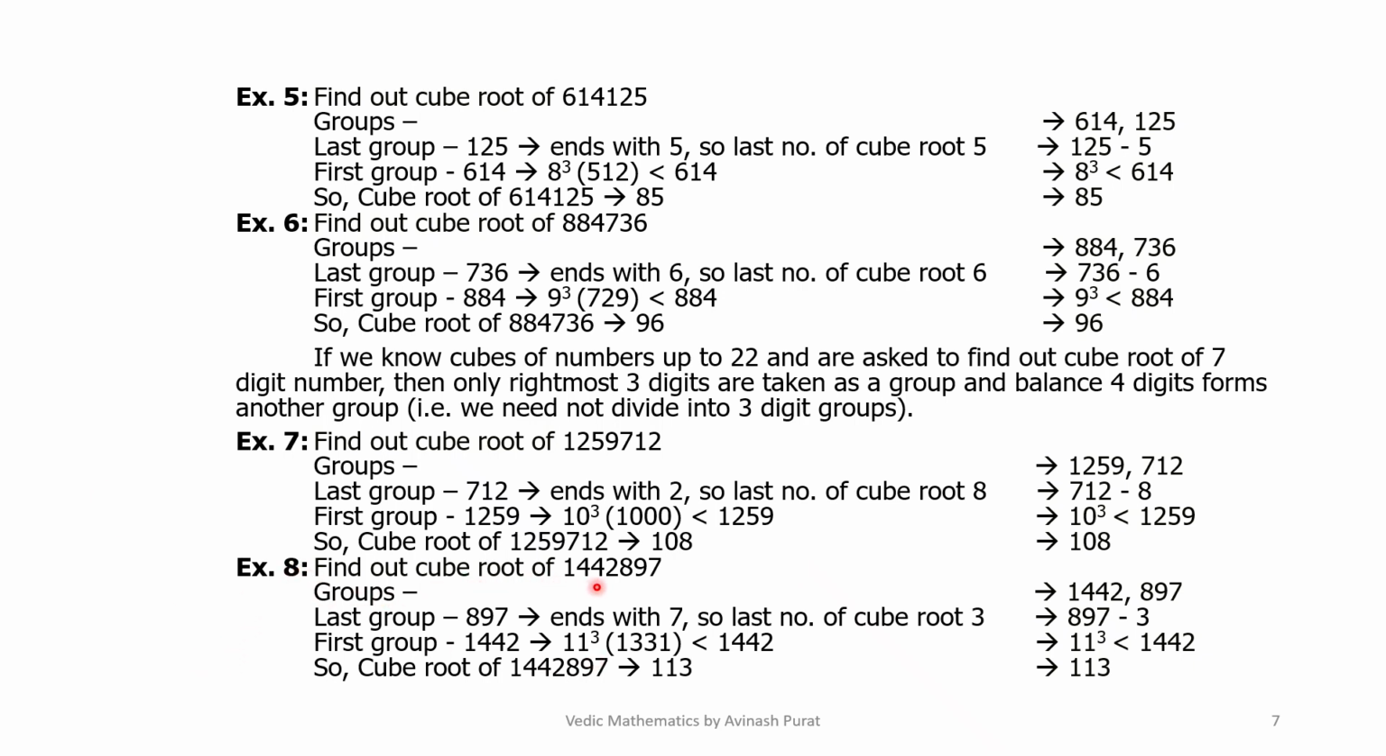Example 8: find the cube root of 1442897. Groups are 1442 and 897. The last group is 897, which ends with 7, so the last digit of the cube root is 3. For the first group 1442, the highest cube below 1442 is 1331, that is 11 cube. So 11 cube is less than 1442. The cube root of 1442897 is 113.